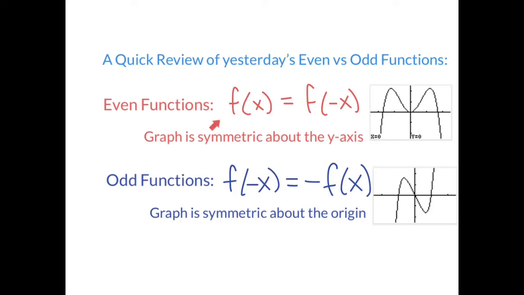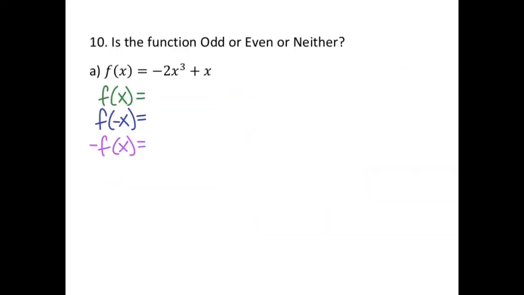We're going to spend the next couple minutes going over how to check algebraically if a function is even, odd, or neither, because it certainly does not have to fit into one of these categories. Okay, we're going to start with the function f of x equals negative 2x cubed plus x. When we are deciding if a function is odd, even, or neither, these are the three relationships algebraically that we're going to be looking at and comparing.